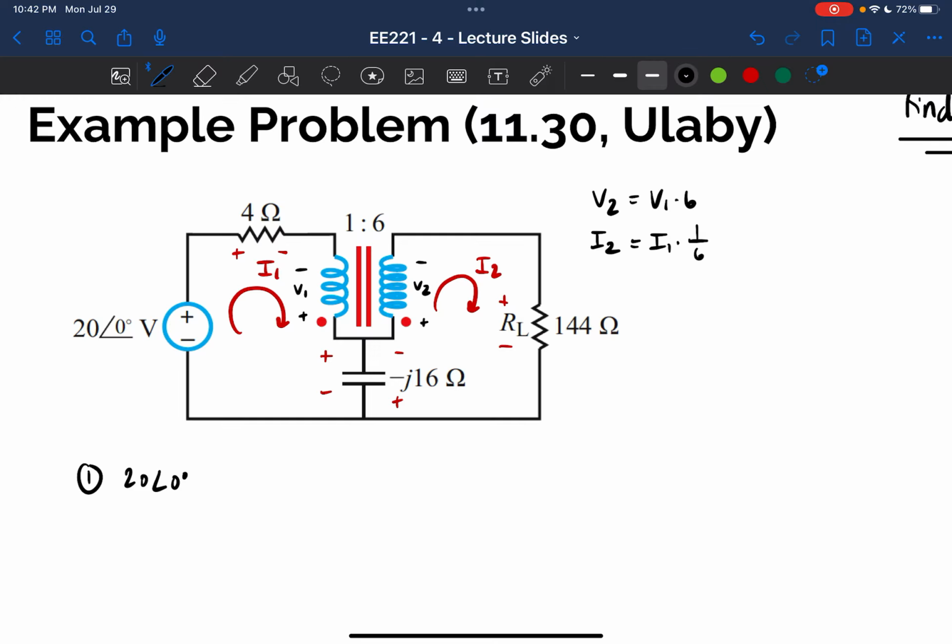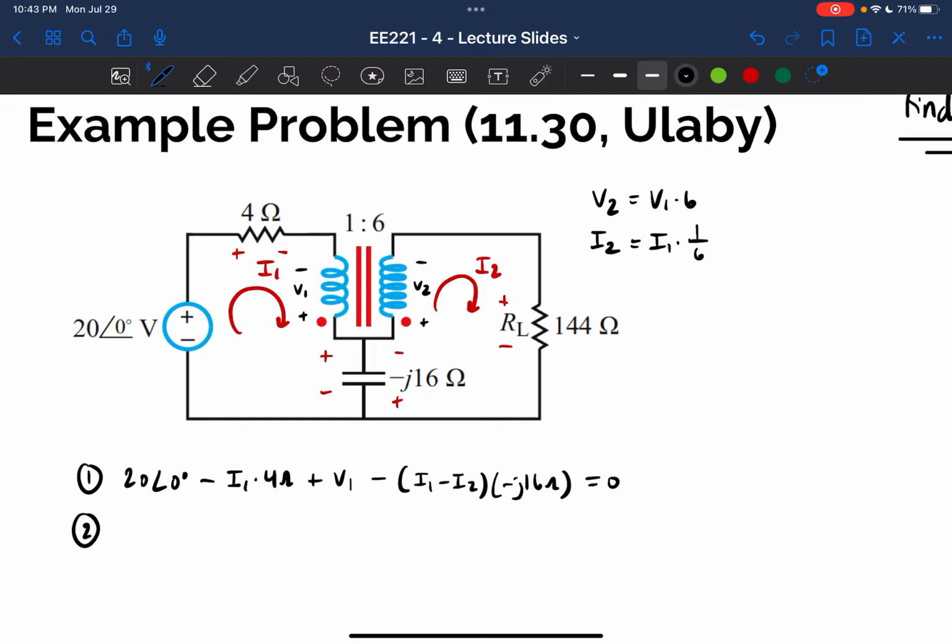20 angle 0, right? I'm starting here and going this way to solve my KVL. Then I have a drop of I1 times 4 ohms. Then I go up by V1, and then I drop, right? But I have two currents there. It's going to be I1 minus I2, and the impedance there is minus J16, and that whole thing is equal to 0. So that's my first loop.